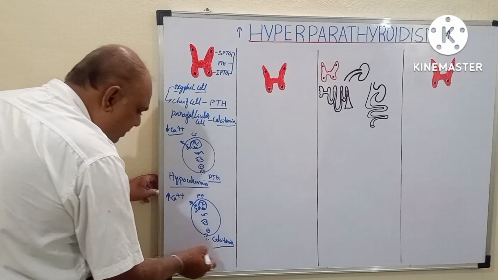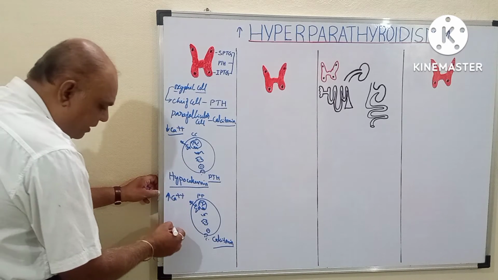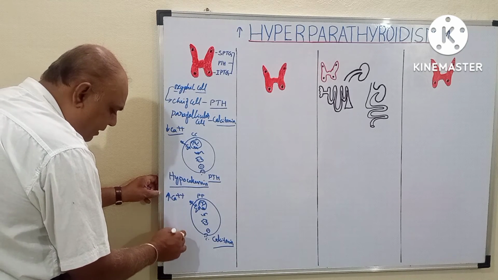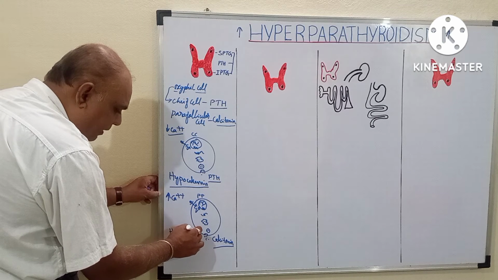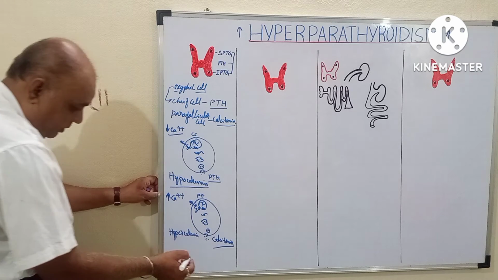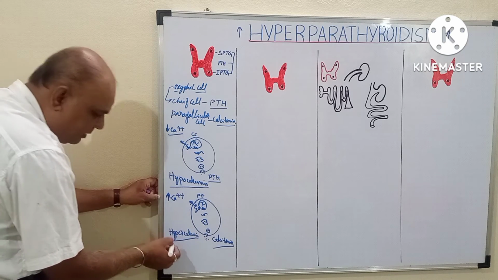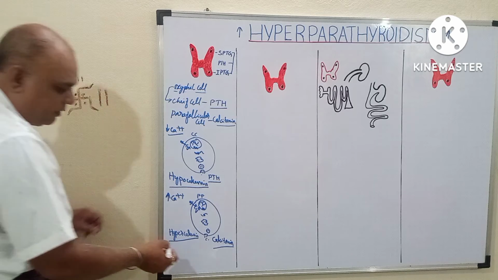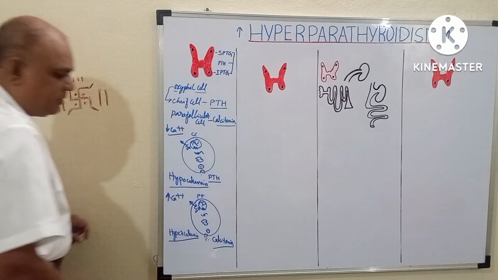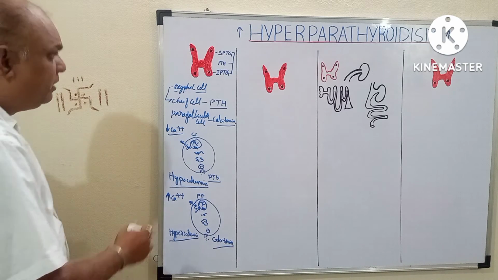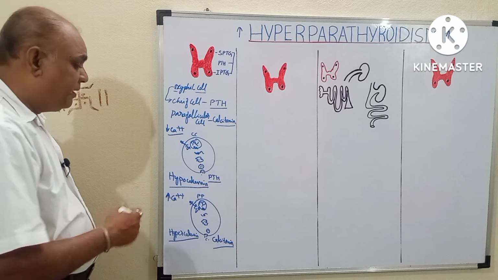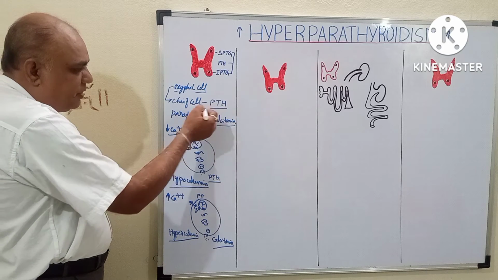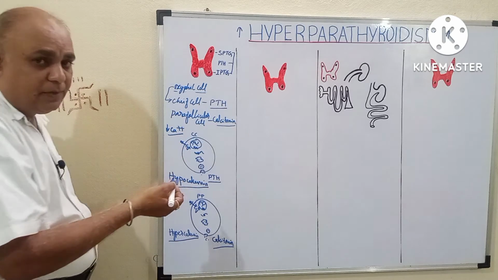Now whenever there is a high calcium level, we call it hypercalcemia. So hypercalcemia is primarily responsible for calcitonin secretion. Now let's see the different categories of hyperparathyroidism. Till now we have seen the secretion of parathyroid hormone and calcitonin.